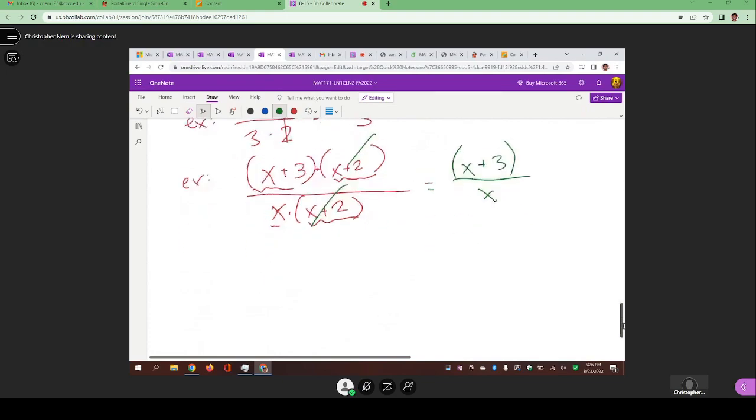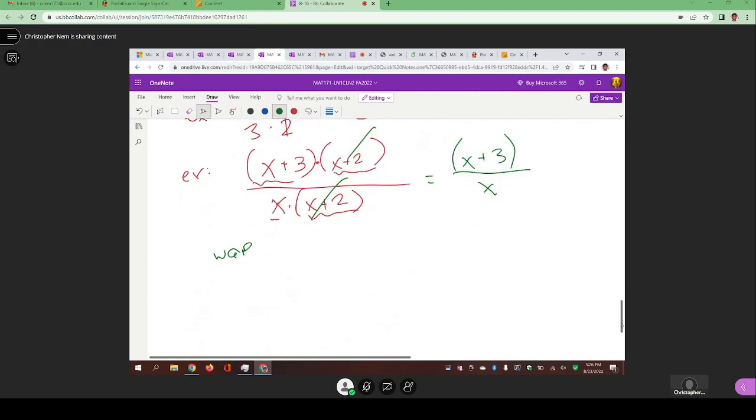Now, warning. I'm going to see this a lot on tests, and I'm going to count points off. Warning: you cannot cancel these guys out. Why? Because these are different terms. Nothing is multiplying in this case. You cannot cancel a term with another term. That's not how it works.